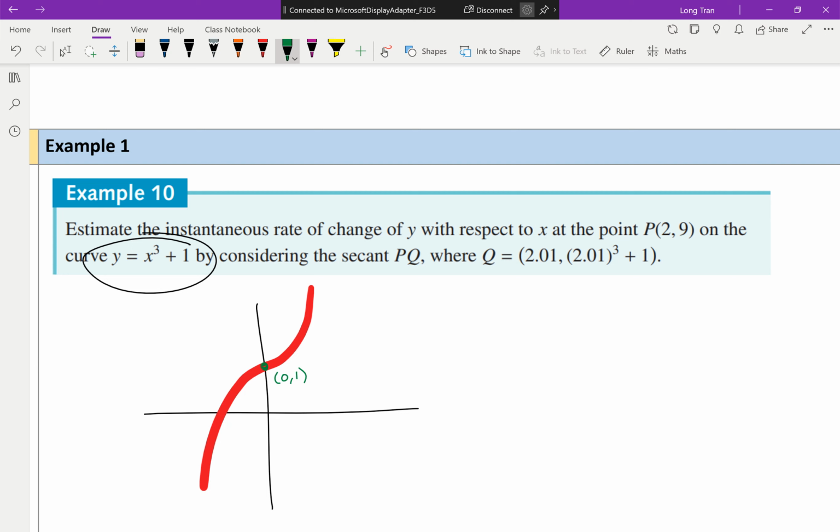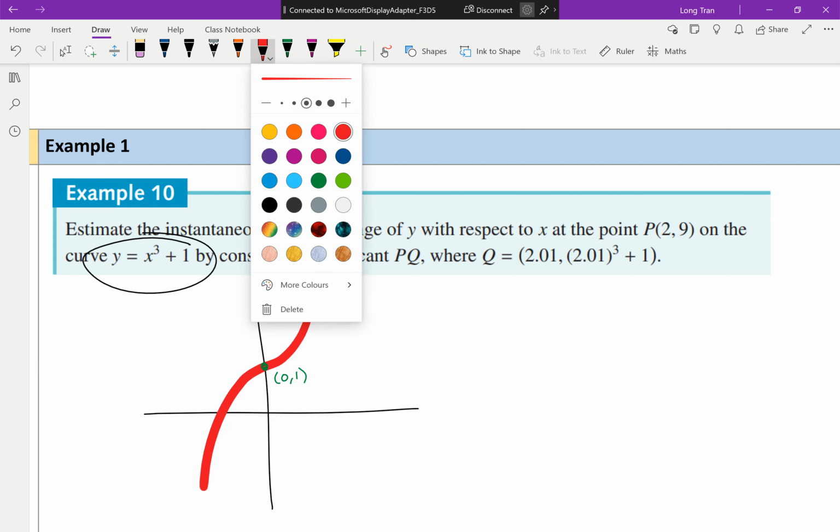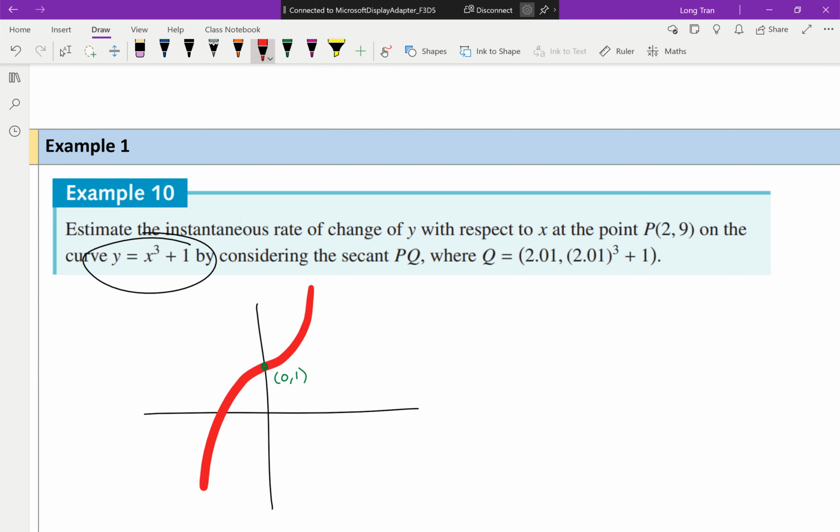Okay. Now from here, I'm just going to make that a bit thinner. So I've got my cubic graph. What they're asking you is P, which is 2, 9. So let's say 2, 9 is over here. So 2, and I'm just going to make it up and say 9 is over here. So that's 2, 9. That's the point P.